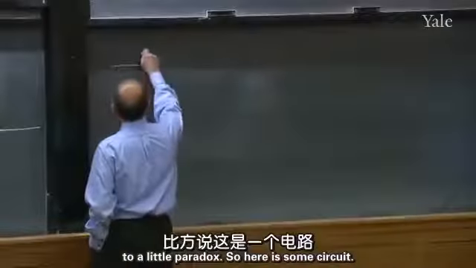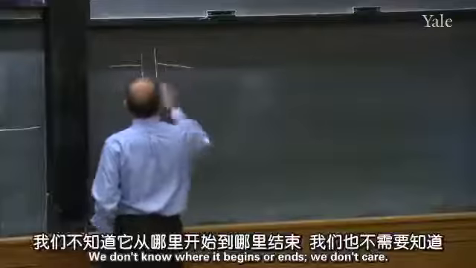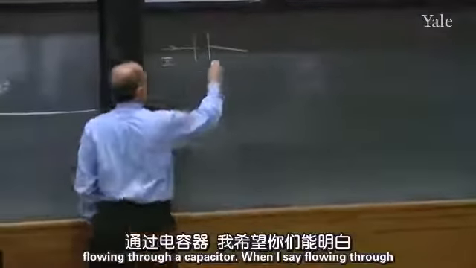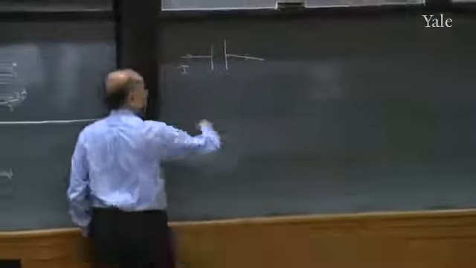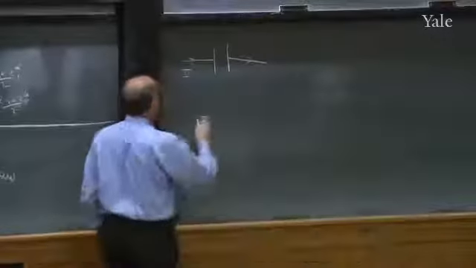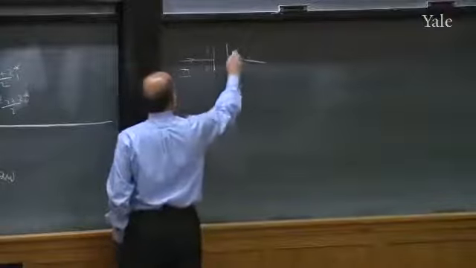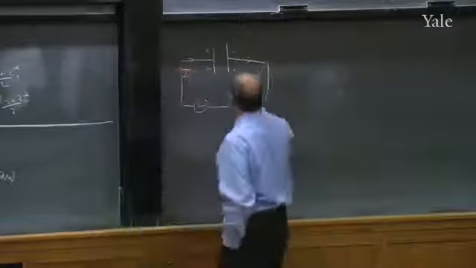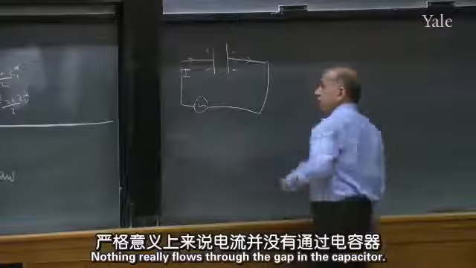So here is some circuit. We don't know where it begins and ends. We don't care. Here's a circuit where there's a current flowing through a capacitor. When I say flowing through a capacitor, I hope you know what it means. I want you to be very clear about this. Suppose you connect it to some AC source. Nothing really flows through the gap in the capacitor.